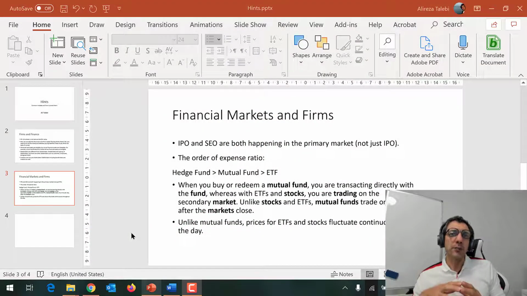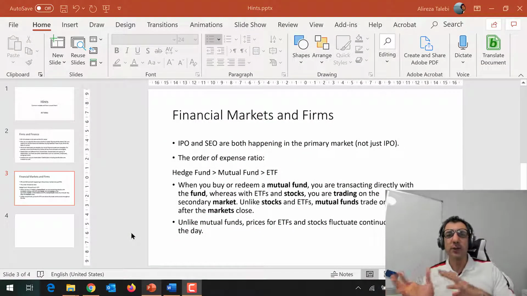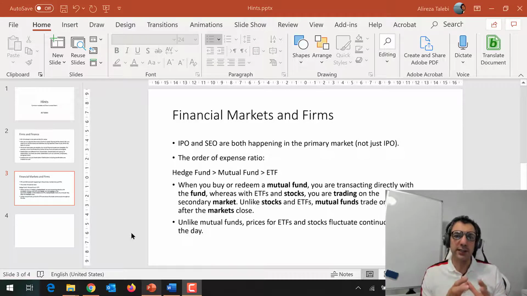First, let's talk about IPO and SEO. So we talk about primary markets and secondary markets, and I mentioned in the primary markets, companies, corporations are able to raise funds. In secondary market, the already existing shares of the companies are traded. So through secondary market, there is no specific money raised by companies.